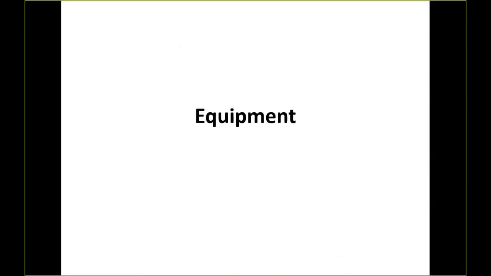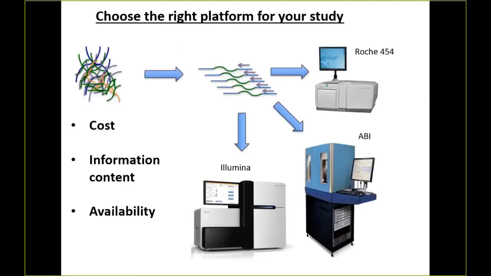And to start off, especially when this class started, sequencing equipment was a big deal. It was pretty normal for a campus, if they were lucky, to have one or two Illumina or other sequencers. Now it's pretty common for a core to have 20 of them. So you have to choose the right platform for your study. This has pretty much become a moot point, though.